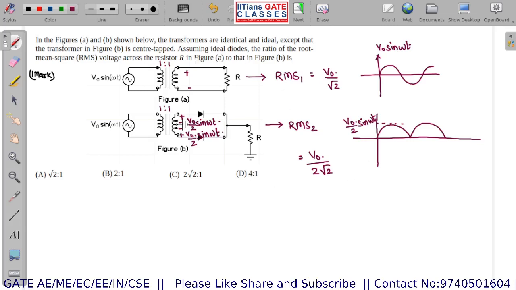Now here it is asked the RMS value of A to B, so RMS 1 by RMS 2. This will be equal to V naught by root 2 divided by V naught by 2 root 2. So root 2 and V naught get cancelled. So this is 2 is to 1. So option B is your correct answer. Very simple question. Just for explaining I have done this much, or else you can solve this question in like 30 seconds and move to the next question.